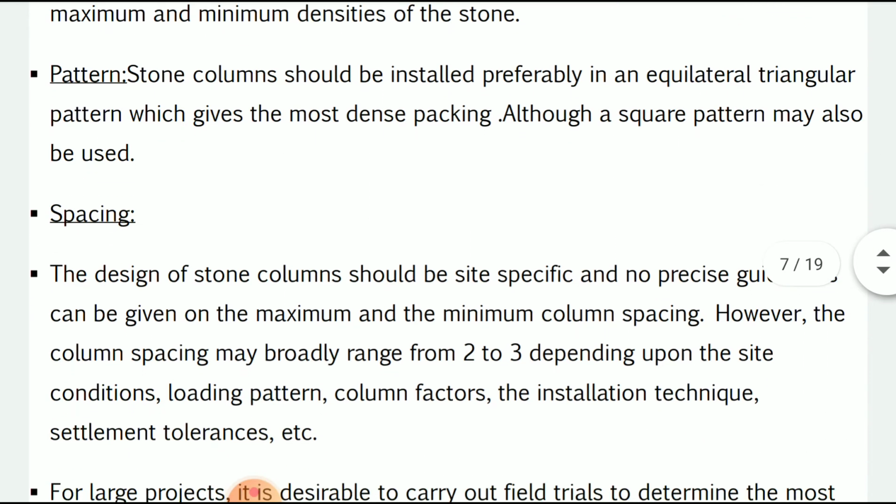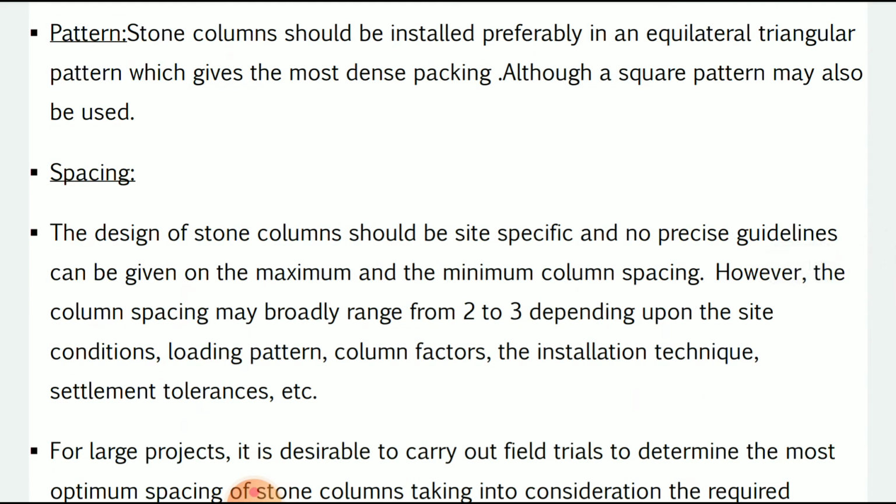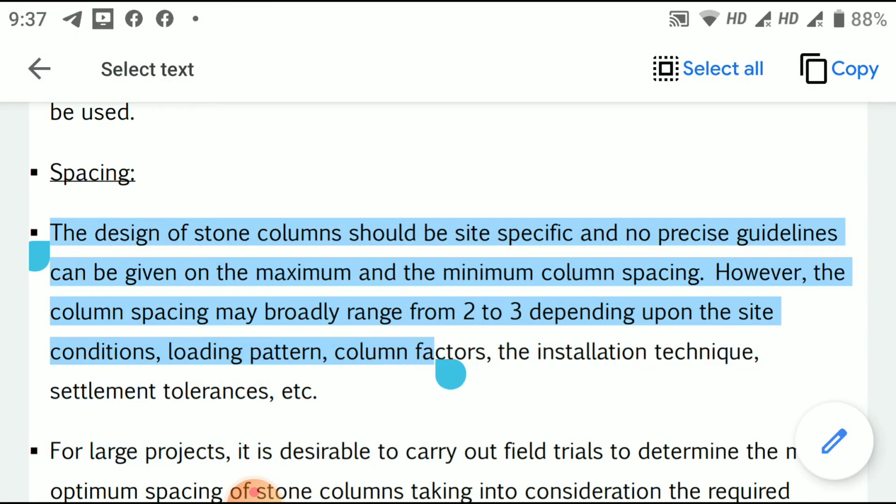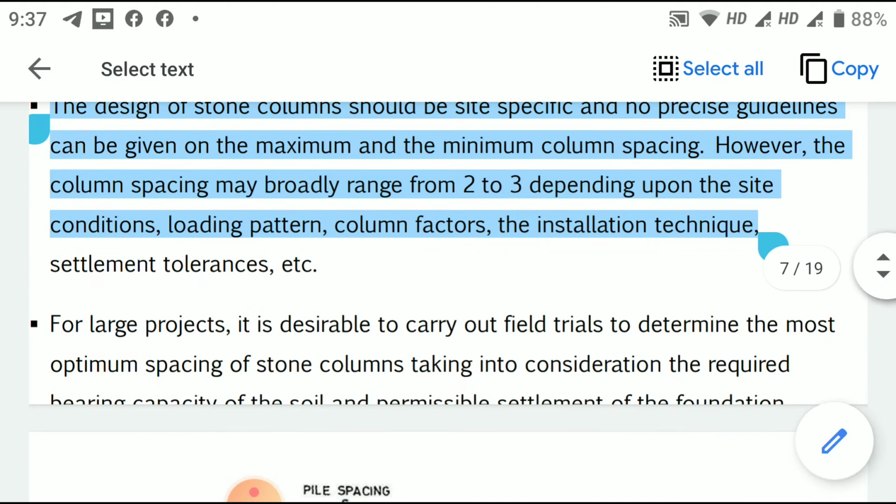Then about the spacing. The design of stone column should be site specific and no precise guidelines can be given on the maximum and minimum column spacing. However, the column spacing may broadly range from 2 to 3 times the diameter, depending upon the site conditions, loading pattern, column factors and installation technique, and it also depends upon the settlement tolerance, etc.